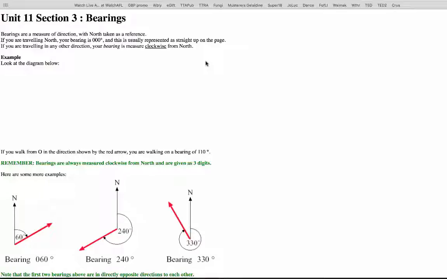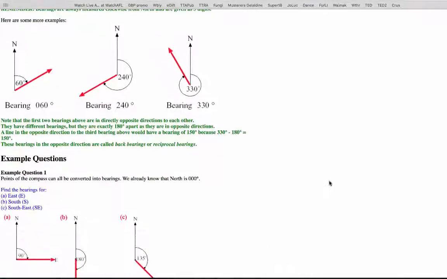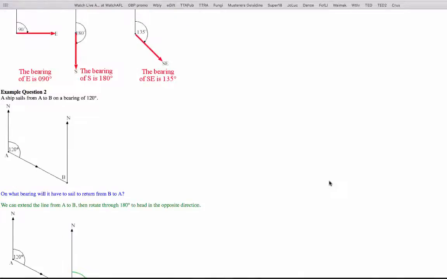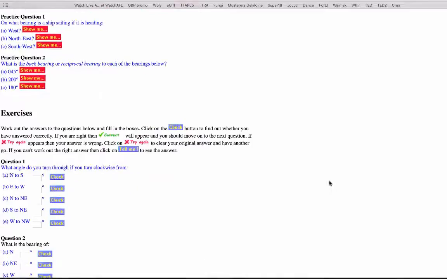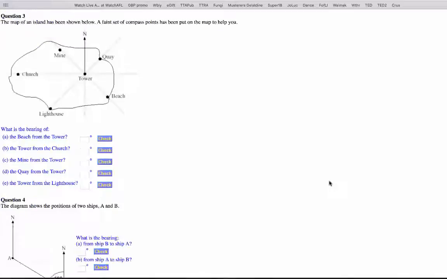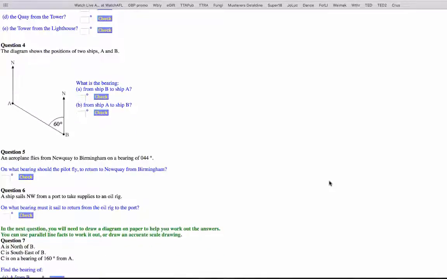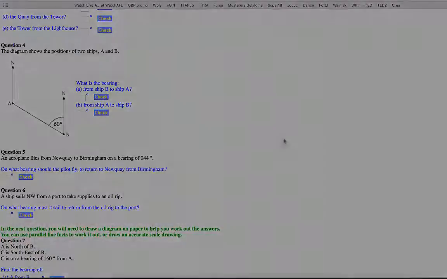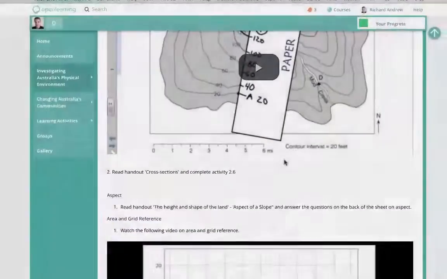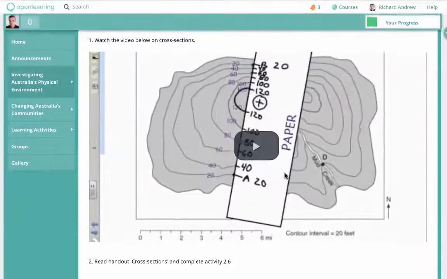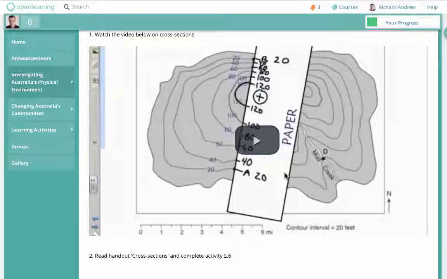Bearings are quite difficult. This website I found allowed them to complete the activities online and get instant feedback of whether or not they were correct. So they could do the task, put the answer in, and then be told straight away whether it was right or wrong, which I thought was really useful. The only problem that I have with that is I don't know how many students did it because it's an online thing. Cross sections here, a video, and then doing the handout.